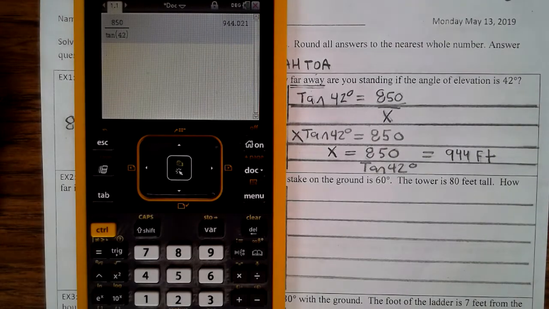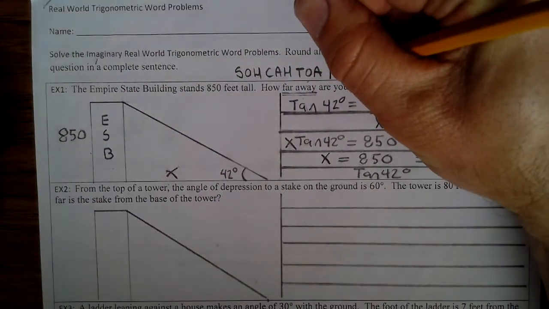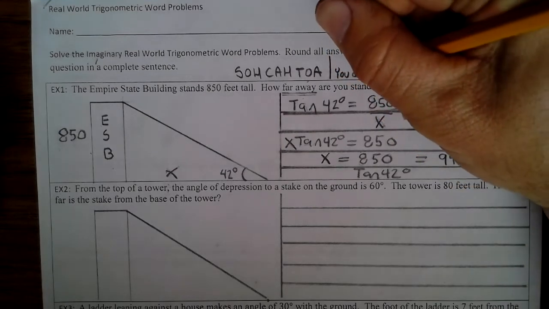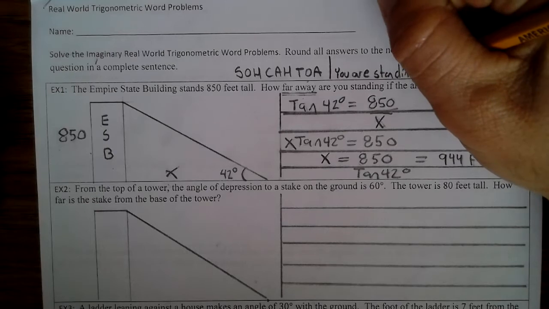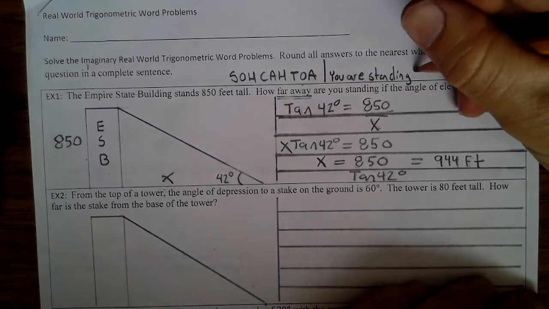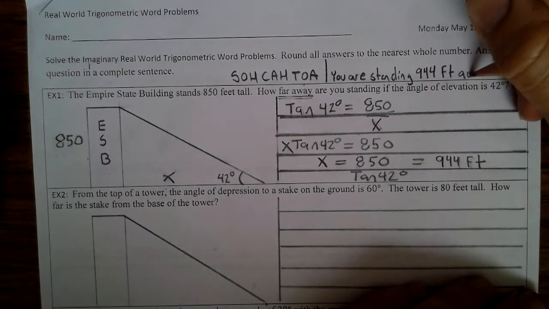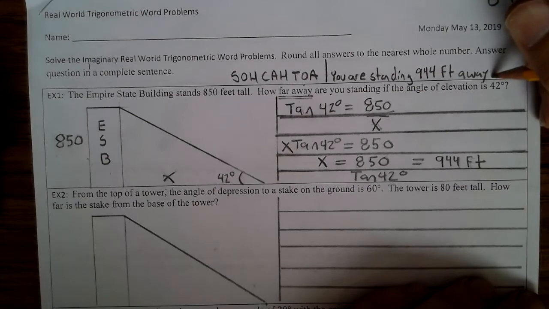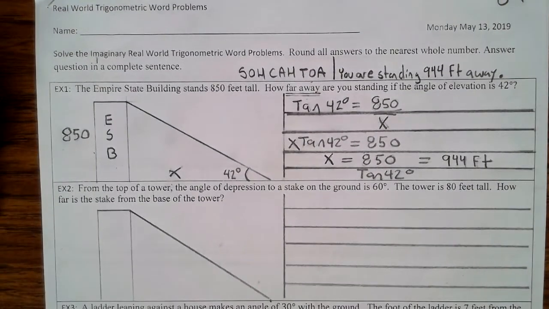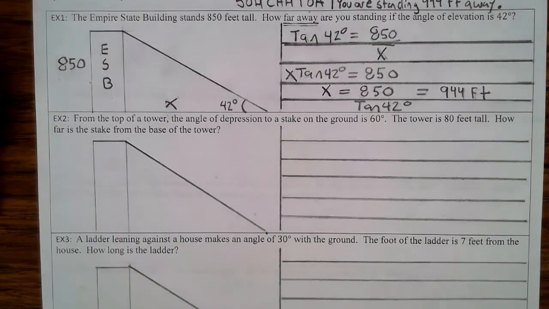Okay, so the last step, you're going to write the sentence explaining the solution. So you would say, you are standing 944 feet away. Okay, finish up example 1. All right, now let's take a look at example 2.